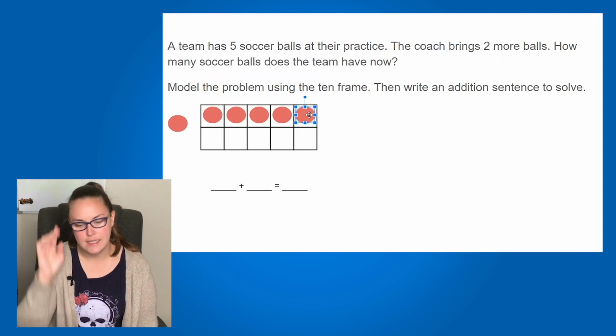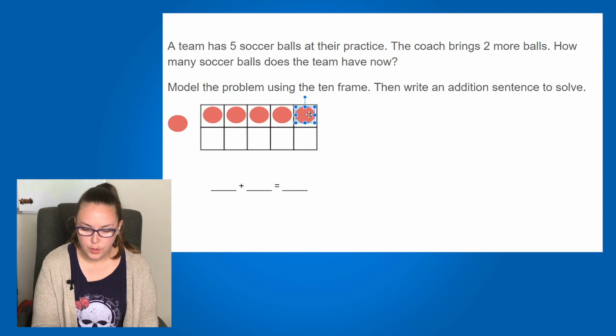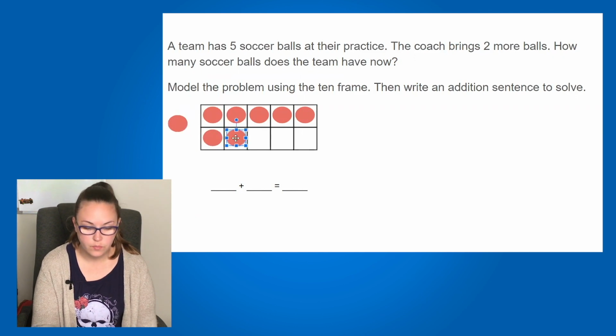What does the second sentence say? The coach brings 2 more balls. How do we model that on our 10 frame? Let's just add 2 more counters to our 10 frame. 1, 2. How many soccer balls does the team have now?